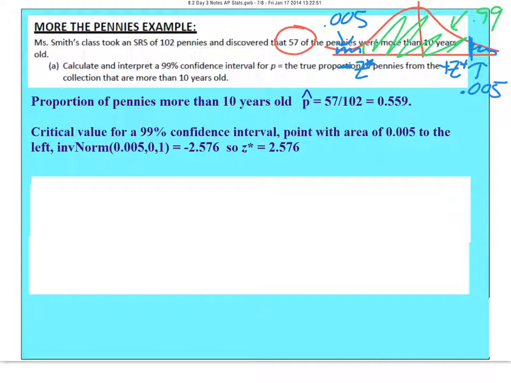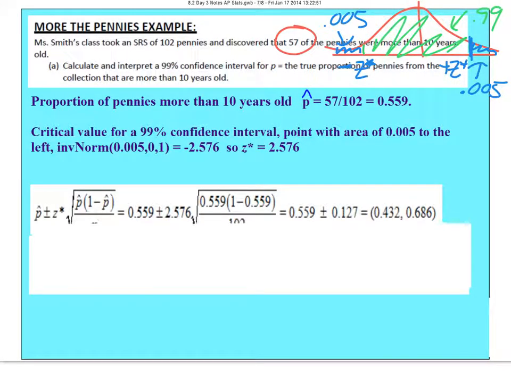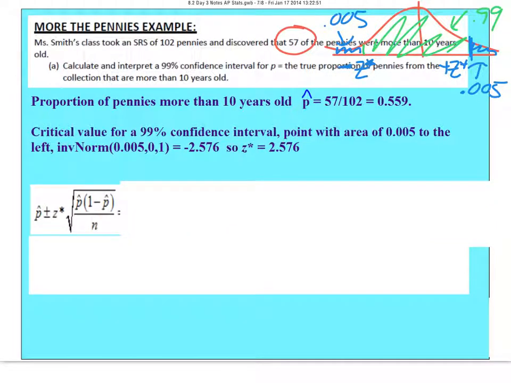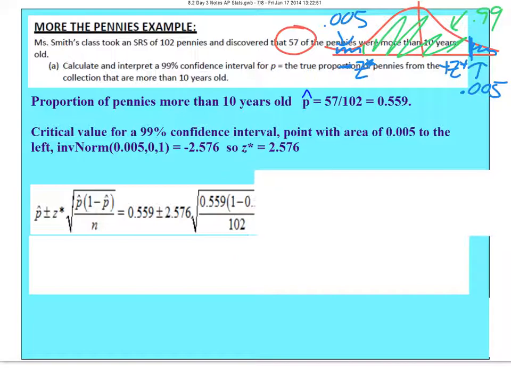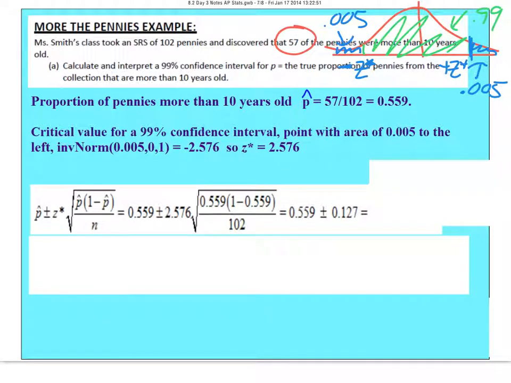Okay, now for the confidence interval, let's go ahead and put in the formula. So there's our formula. Our p hat is literally just going to be our 0.559. Our n in this case is 102, and our z critical value is 2.576. So if we substitute that in and carefully simplify it, we're going to get 0.559 plus or minus this value.